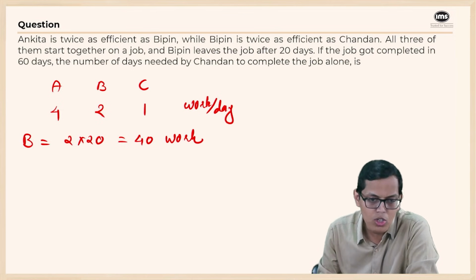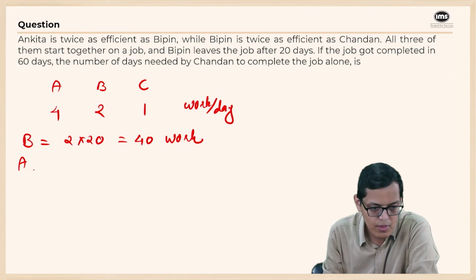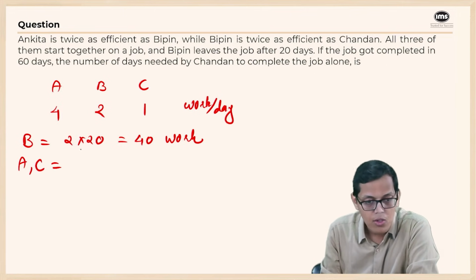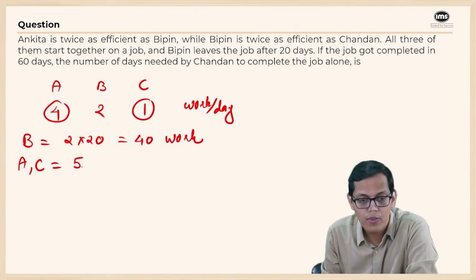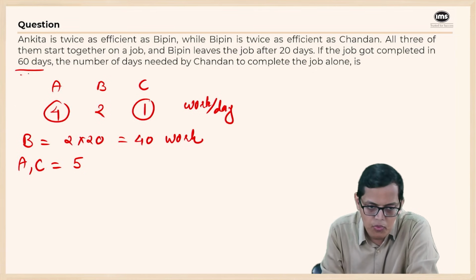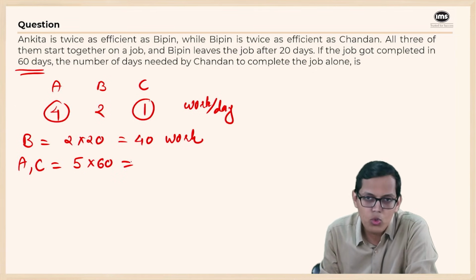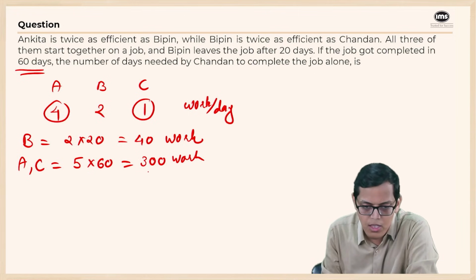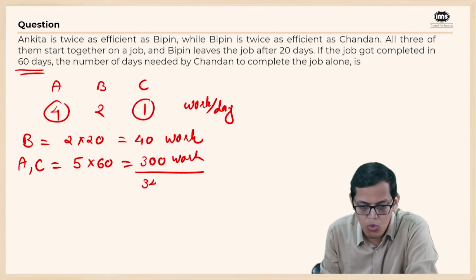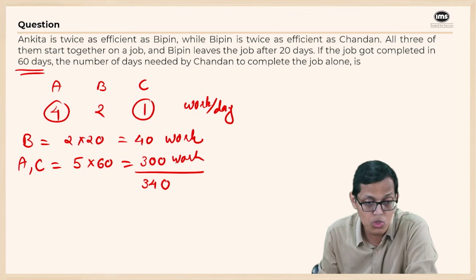The job got completed in 60 days. That means both A and C, when added, they actually do 5 units of work every day. And they work for whole 60 days from start to end. So A and C together as a team would have finished 300 units of work. In this way, they finished the entire work. So now we know that 340 was the total work to be done. This was the total work.